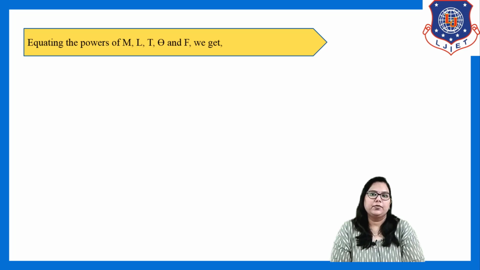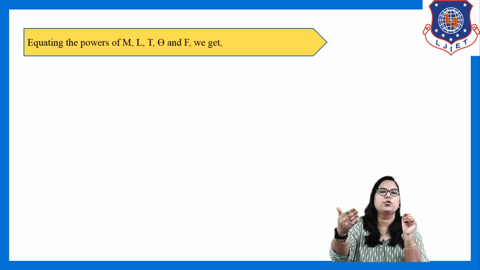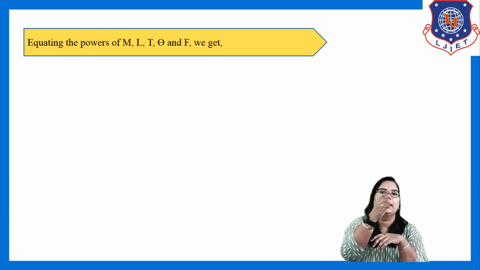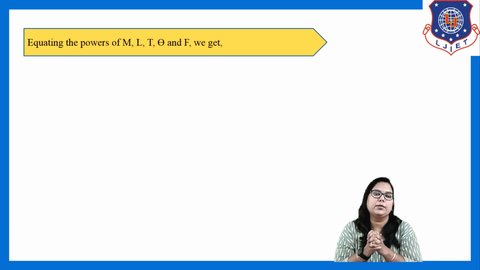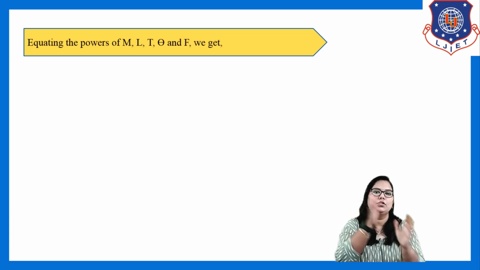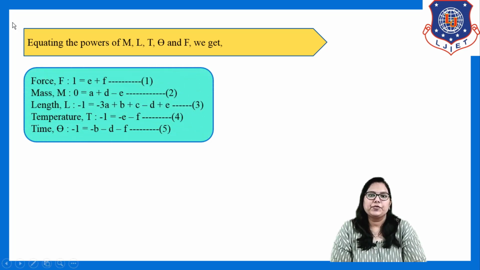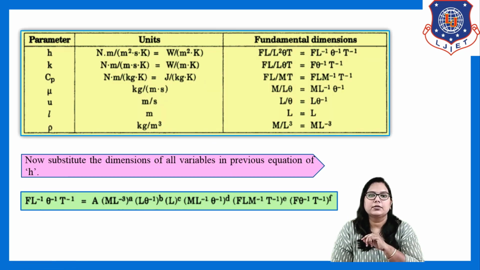Now in the next step, we have to equate the powers of the fundamental dimensions F, M, L, T, theta. We have to compare the powers of these fundamental dimensions, that means right hand side power equal to left hand side power. Starting with F, see here, force F: 1 is equal to e plus f. If you see the equation, on the right hand side F is raised to 1.